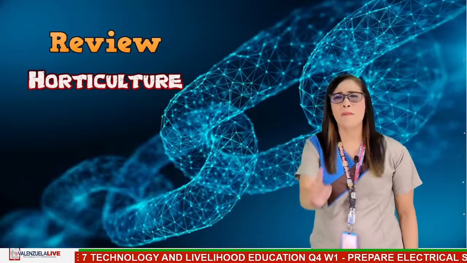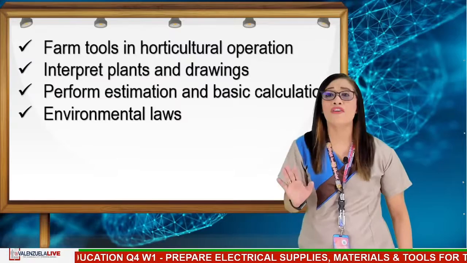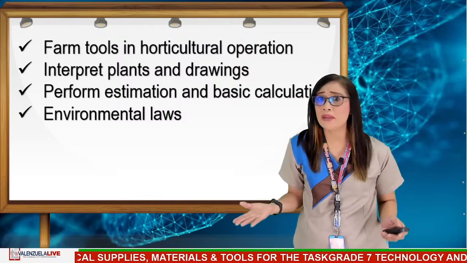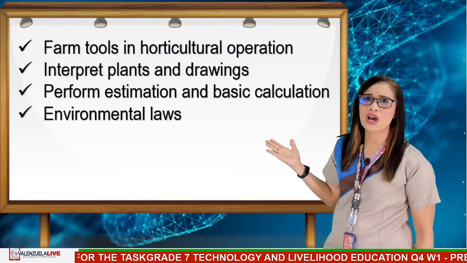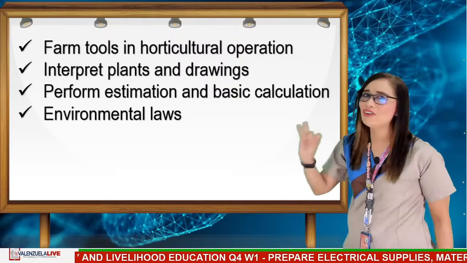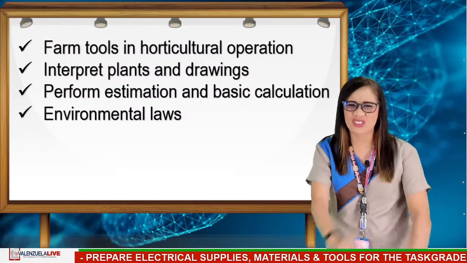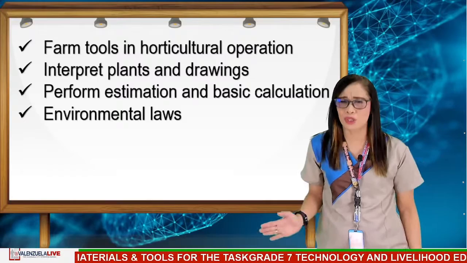Farm tools are used in horticultural operations to distinguish various farm tools, implements, and equipment, appreciate their significance, and illustrate how they might be put to good use. Interpret plans and drawings. Perform estimation and basic calculation using the four fundamental operations of multiplication, division, addition, and subtraction. Estimate and calculate the surface area of a land and cross section of a canal. Learn about the different environmental laws that our government administers.